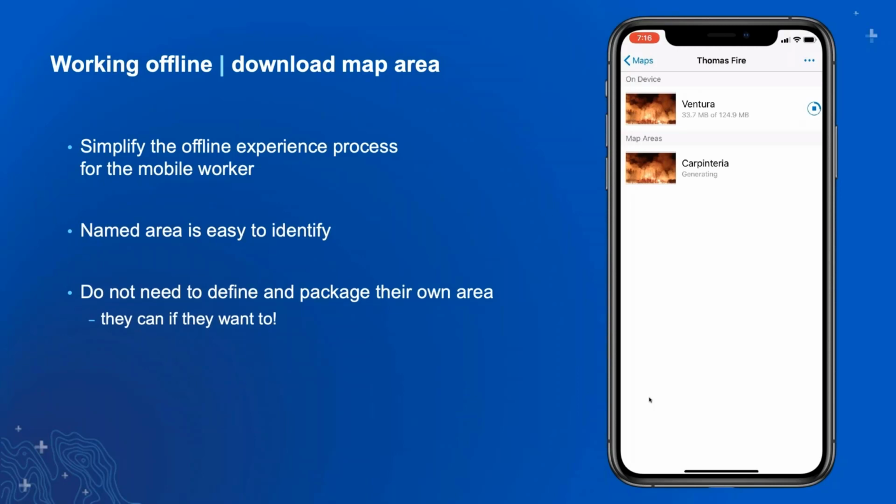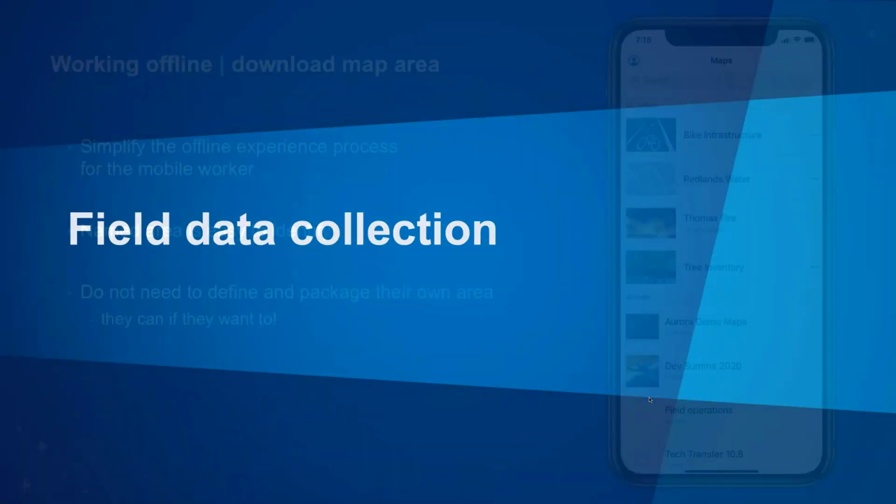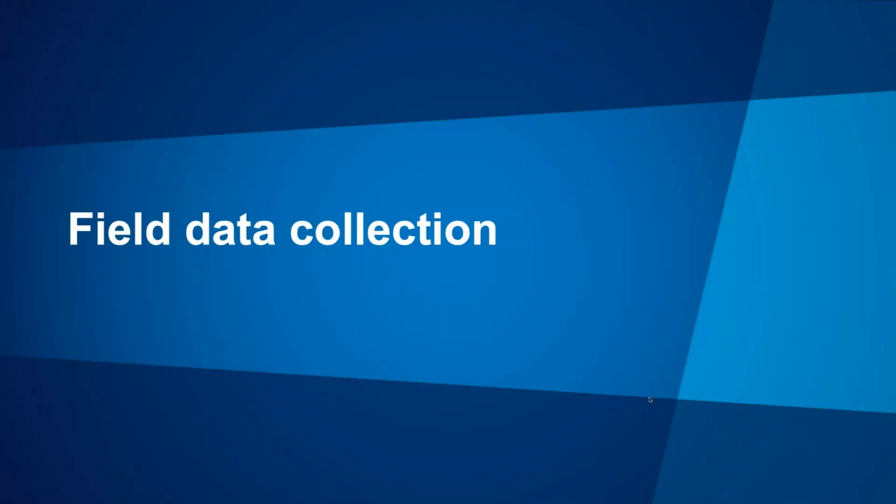Now, just because you may define predefined map areas for your field workforce, that does not mean that you're limited to that. If you tap on the three dots up at the top in the menu, you can go through and add the offline area as you're used to in Collector today and in previous generations as well. All right, well, that's a quick look at preparation and deployment.